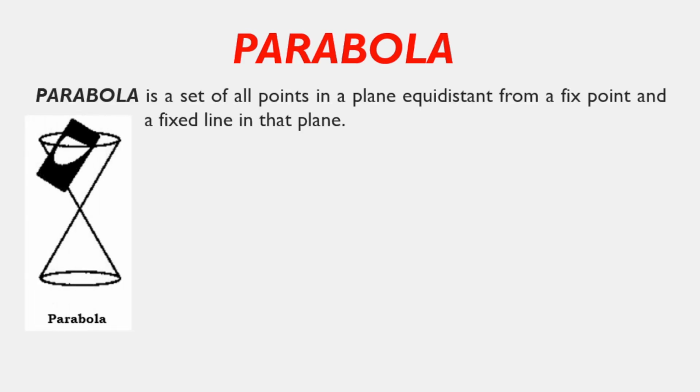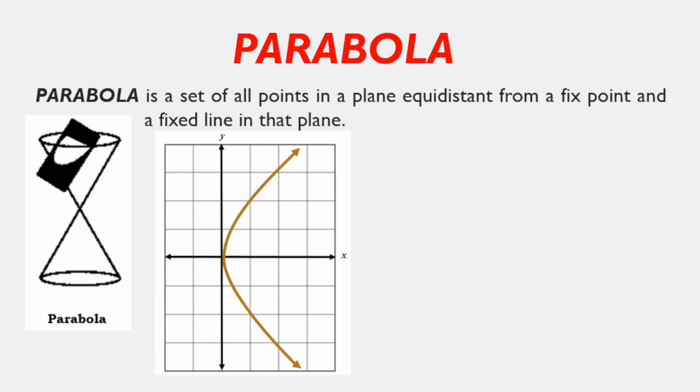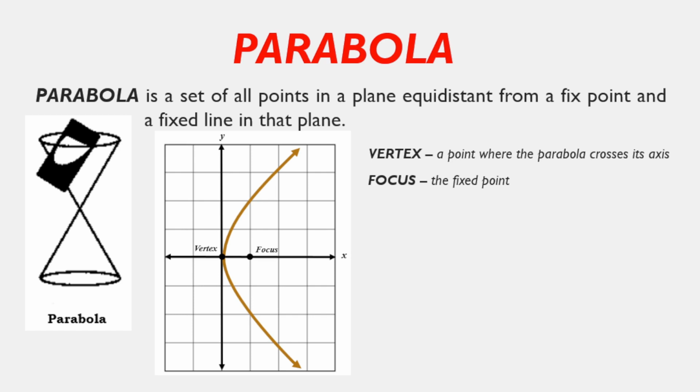As we define the parabola, a parabola is a set of all points in a plane equidistant from a fixed point and a fixed line in that plane. Suppose that this is now our parabola. Let us now discuss the most important parts of the parabola. The first is the vertex, a point where the parabola crosses its axis. Next is the focus. The focus is the fixed point, and we have the directrix. When we say directrix, that is the fixed line.